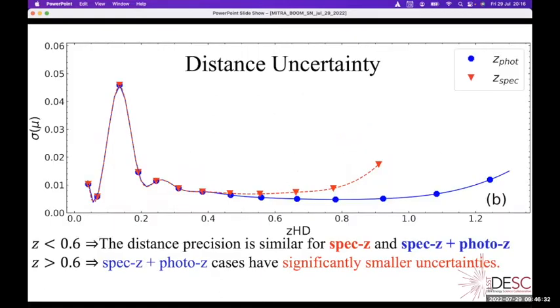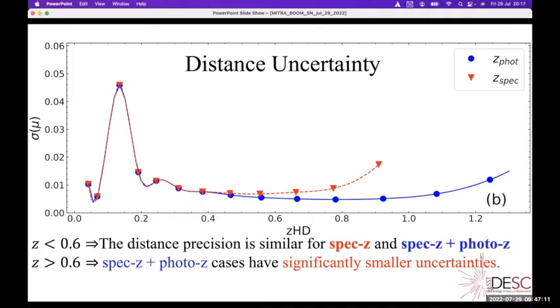So here's an interesting plot which shows the uncertainty on the distance, and this is comparing between the red and the blue, which correspond to the spectroscopic and the photometric cases respectively. As we see, for Z less than 0.6, they're basically identical. But as we go towards the right of the plot, we see that the blue curve, which corresponds to the spec plus photo Z case, gives a significantly smaller uncertainty compared to the red, which is the spectroscopic only.